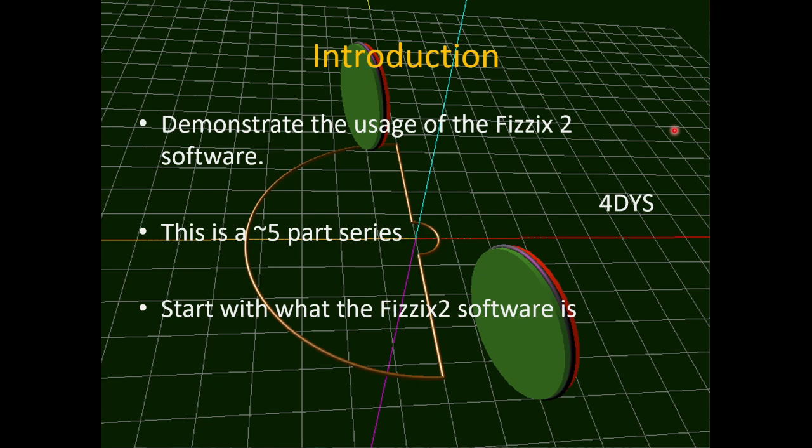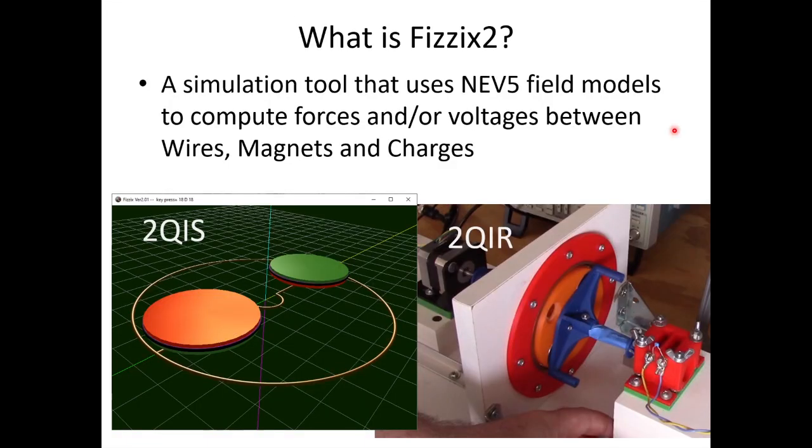First, before we get into how to use the Fizzix2 software, let's explain what the Fizzix2 software is. The Fizzix2 software is a simulation tool that uses new electromagnetism version 5 field models to compute forces and/or voltages between wires, magnets, and charges.